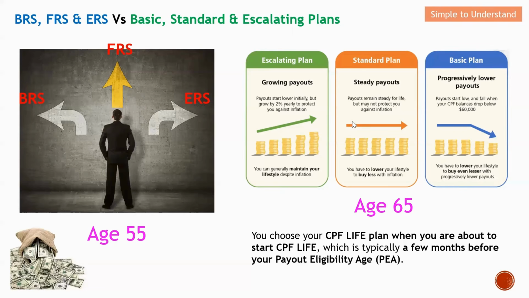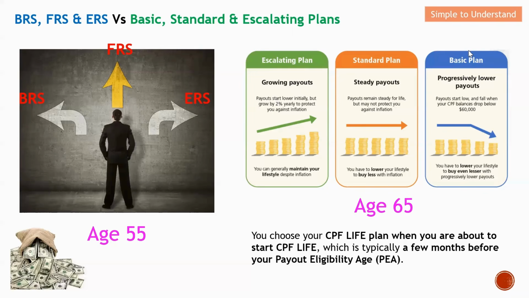Next will be the plans. From here you can see that we have the basic plan, the standard plan, and the escalating plan. Like I mentioned earlier on, you decide the pool of money that will be allocated to your RA. These three plans actually decide your money payout. This is from the CPF Life. From here you can see that there are three plans.